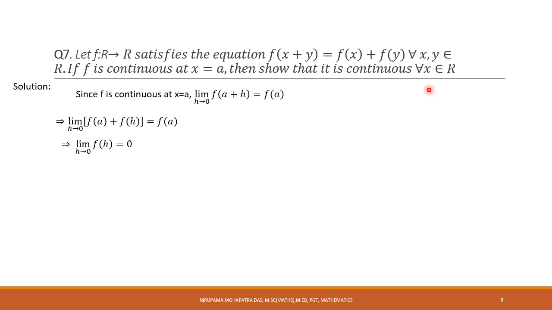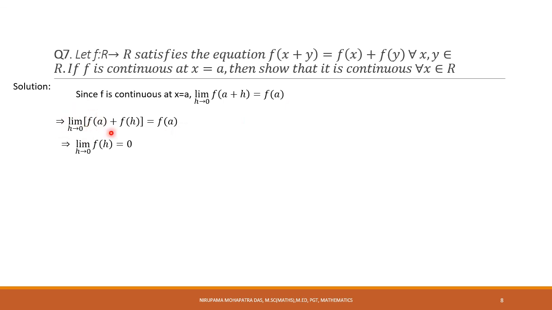Here we are given f(x) is continuous at x equal to a. It means the limit as h approaches 0 of f(a + h) equal to f(a). We have discussed this concept in my earlier video. Now, as you know, f(x + y) equal to f(x) + f(y), so f(a + h) should be equal to f(a) + f(h). So the limit as h approaches 0 is f(a) + f(h), that is equal to f(a).